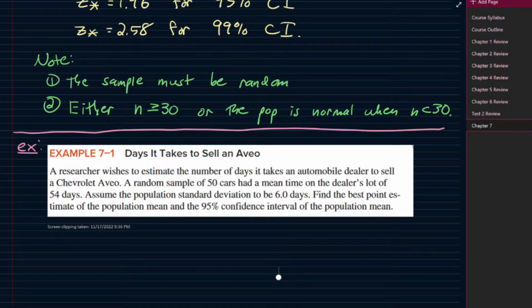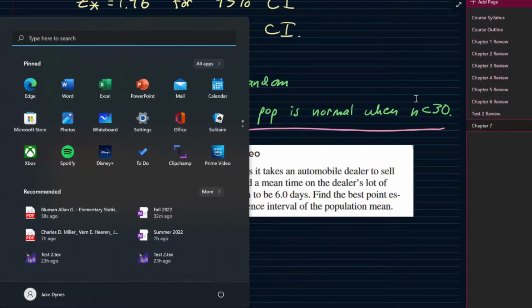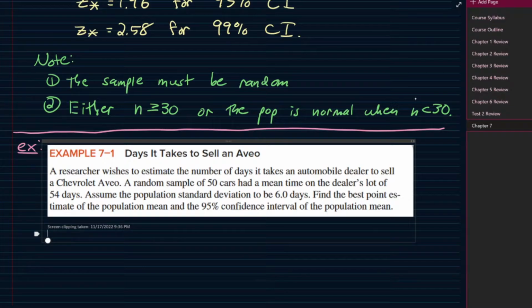Okay, so I've got an example here. A researcher wishes to estimate the number of days it takes an automobile dealer to sell a Chevrolet Aveo. So he wants to find the average number of days it takes to sell a Chevrolet Aveo on his lot. A random sample of 50 cars had a mean time on the dealer's lot of 54 days. Assume the population standard deviation to be 6 days. Find the best point estimate of the population mean and the 95% confidence interval of the population mean.